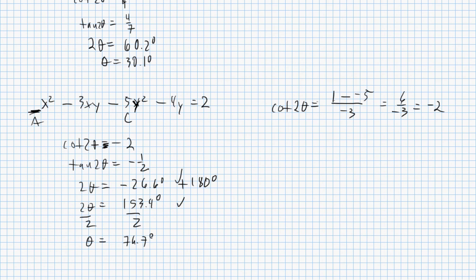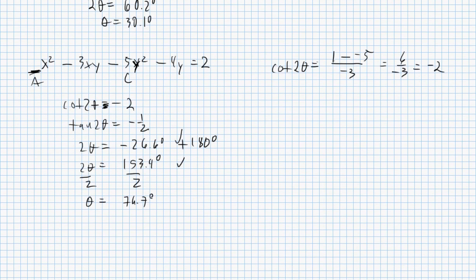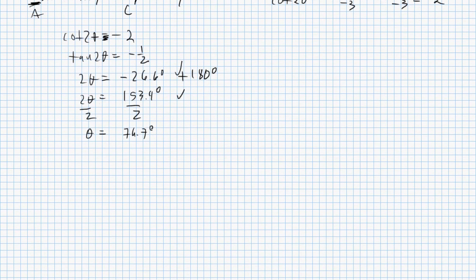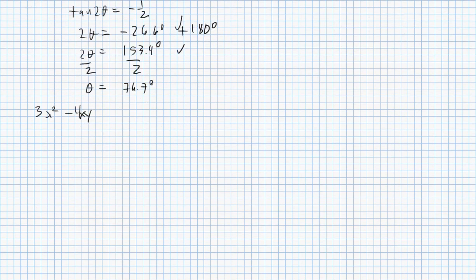We will do one more. That's a little bit different than the other ones, and one may come up like this. So here is our last example. We're going to try 3x squared minus 4xy minus 3y squared plus x plus y minus 3 is equal to 0.